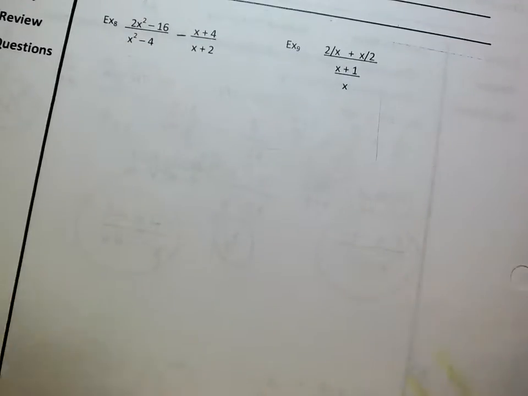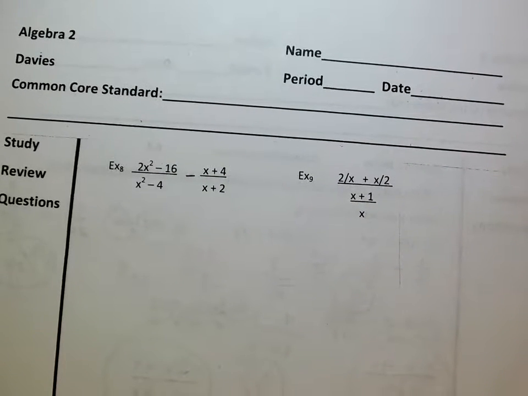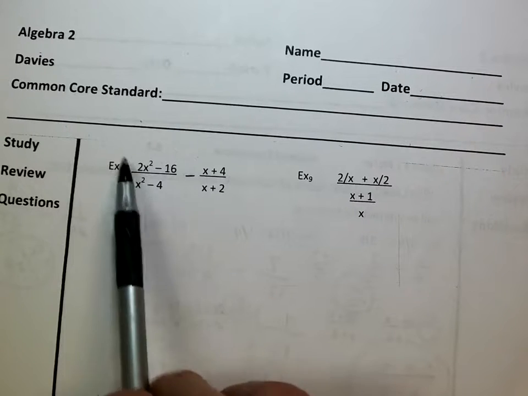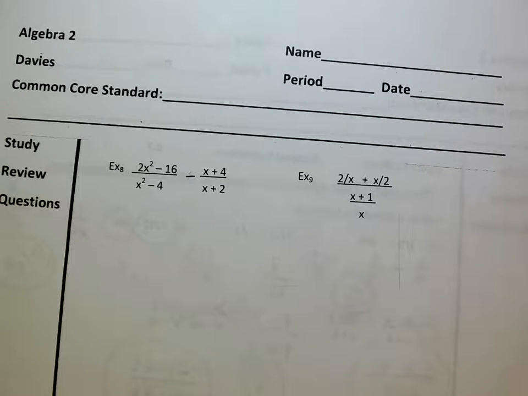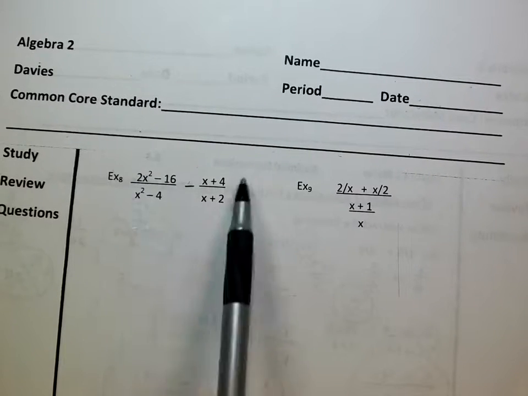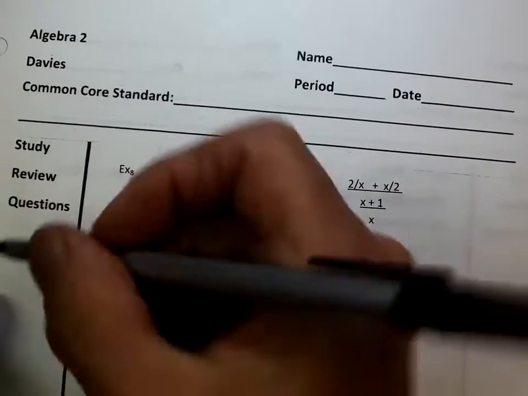Example 8. All right, example 8 is going to take some work, but I think we can do it, okay? So first of all, I'm going to write a little note. I am so tempted to factor this. Don't factor the top, because you want to add or subtract the top. Don't factor the top until the end, because if you factor it, then you can't add or subtract, right? So let's make a little note, okay?